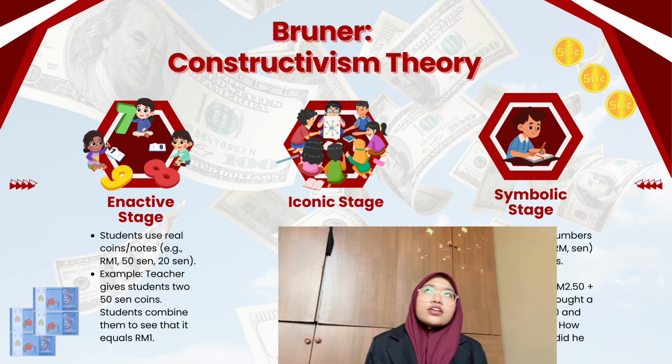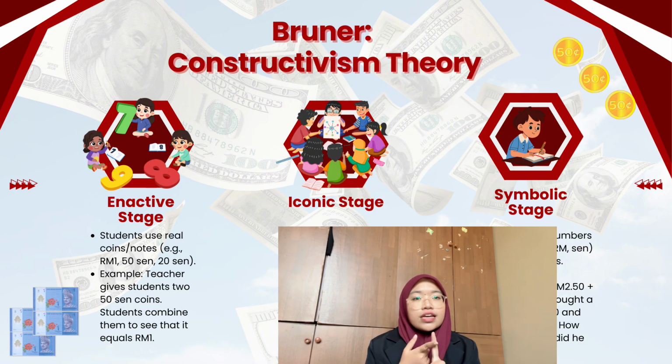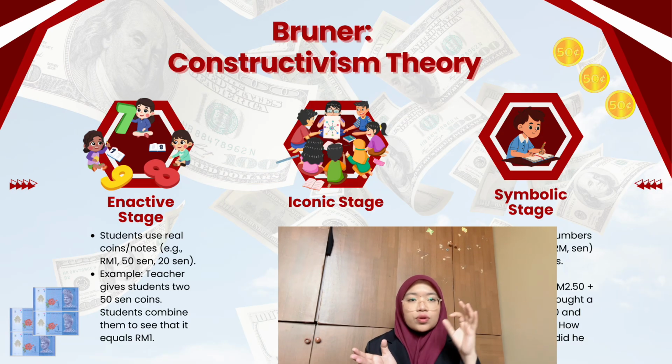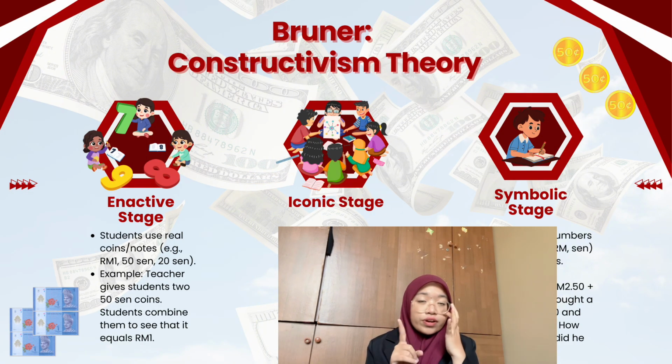At this stage, students handle real coins and notes, such as 1 ringgit, 50 cents, or 20 cents. For example, the teacher might give students two 50-cent coins each and ask them to combine them, by physically holding and touching the coins themselves. Students can see and feel that two 50-cent coins equal 1 ringgit, because 50 cents plus 50 cents equals 1 ringgit.